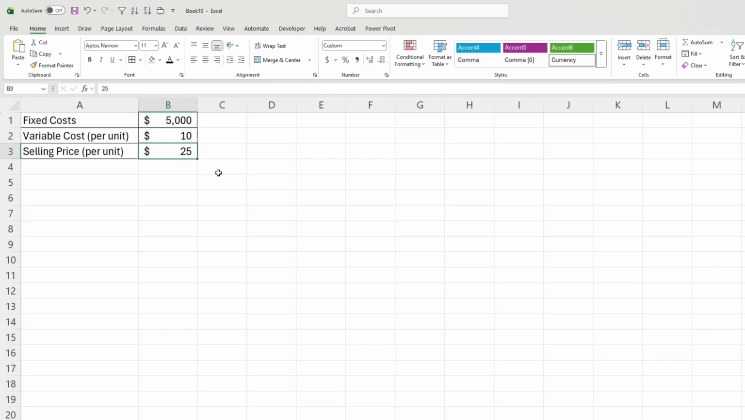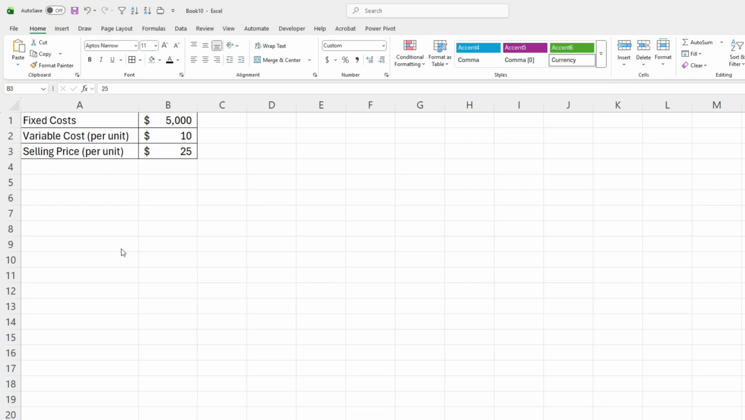Now the difference between the selling price and the variable cost per unit, that is the contribution margin. So the contribution margin is important and it needs to be positive because that tells you what's left over after every sale to cover your fixed costs. So ideally, the spread between these two is as large as possible. So that way it's quicker to get to break even and to cover these fixed costs.